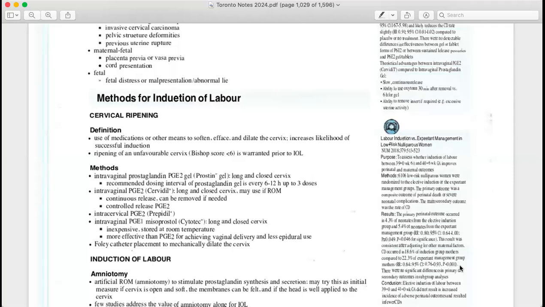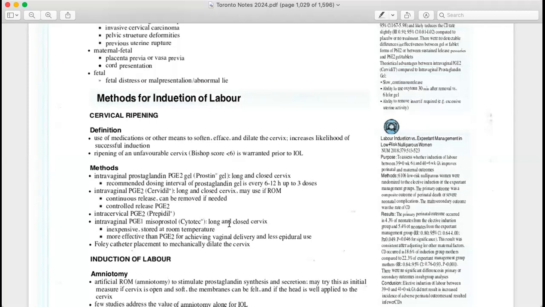The methods are basically cervical ripening, use of the medications or other... Everyone can hear me, right? Okay.